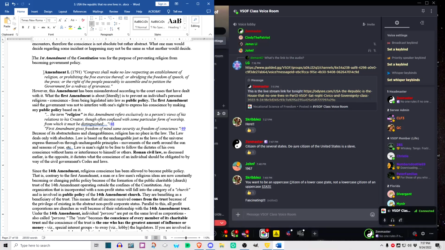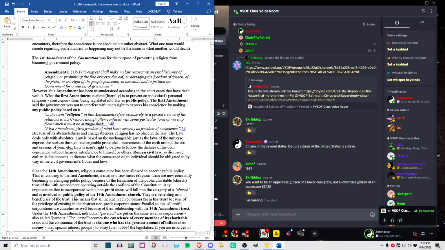Anyway, to continue. However, this amendment has been misunderstood according to the court cases that have dealt with it. What the First Amendment is about, literally, is to prevent an individual's personal religious conscience from being legislated into law as public policy, which is exactly what the 14th Amendment is. The First Amendment said the government was not to interfere with one's rights to express his conscience by making any public policy based on it. The term religion in this amendment refers exclusively to a person's views of his relations to his Creator, though often confused with some particular form of worship from which it must be distinguished.